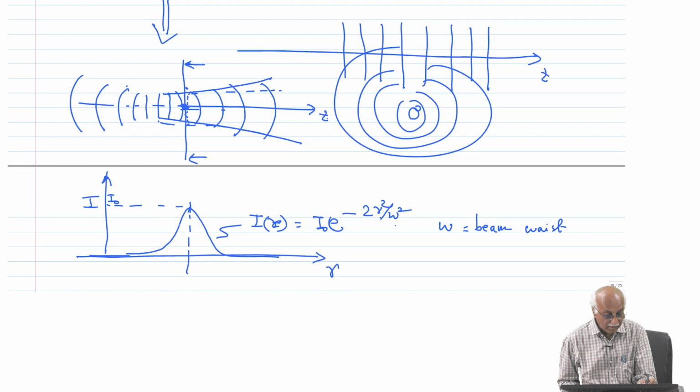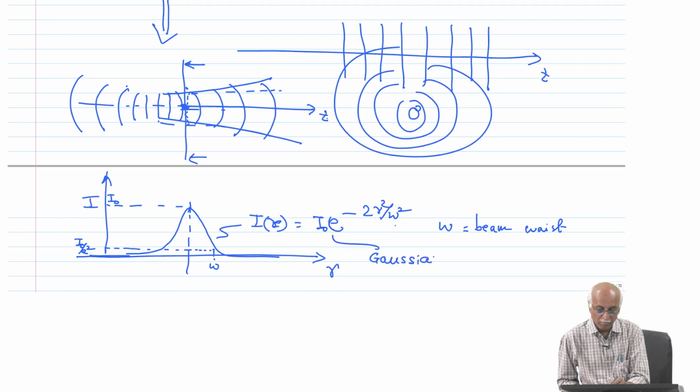So, where the intensity of this beam profile becomes I0 by e square, the r value is nothing but the beam waist, approximately. And this profile is a Gaussian beam, a normal distribution, a Gaussian beam distribution.